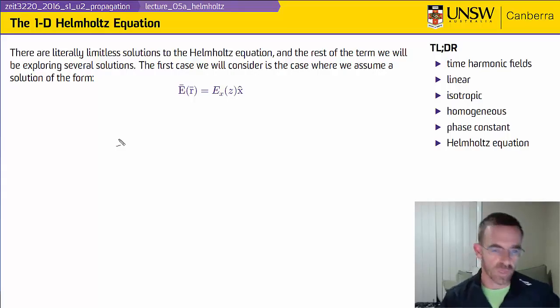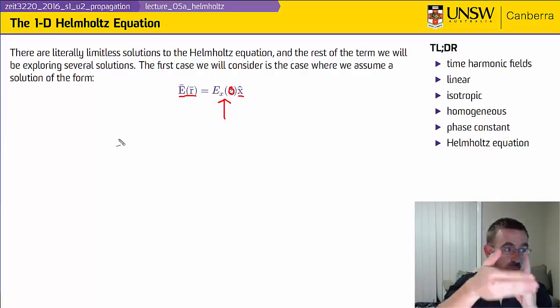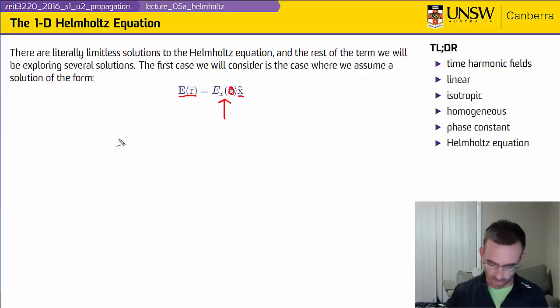So let's take a look, as a first example, at a solution that has this particular form. We're going to assume that the electric field phasor has an amplitude, and this is complex, so this is an amplitude and a phase, but it depends only on one spatial coordinate z, and it only has one component, that is the x component. And so my electric field is pointing in one direction, let's call that the x direction, and it's only varying as a function of z. And there's no variation at all as a function of y.